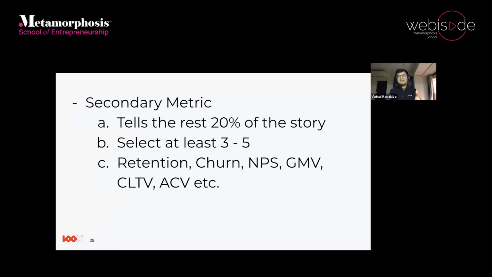A secondary metric would tell you the rest 20% of the story, right? You typically select 3 to 5 of these metrics, right?